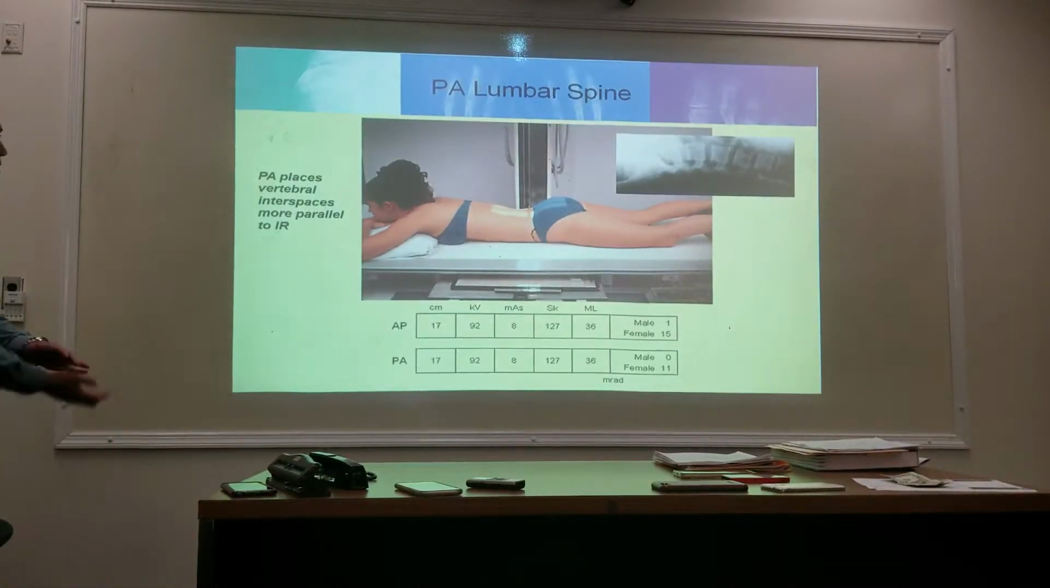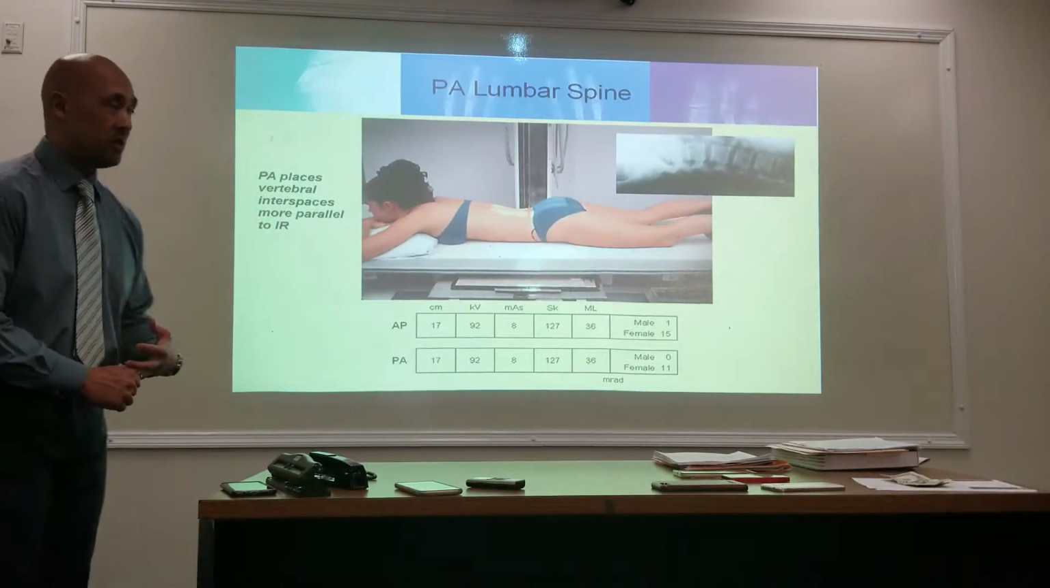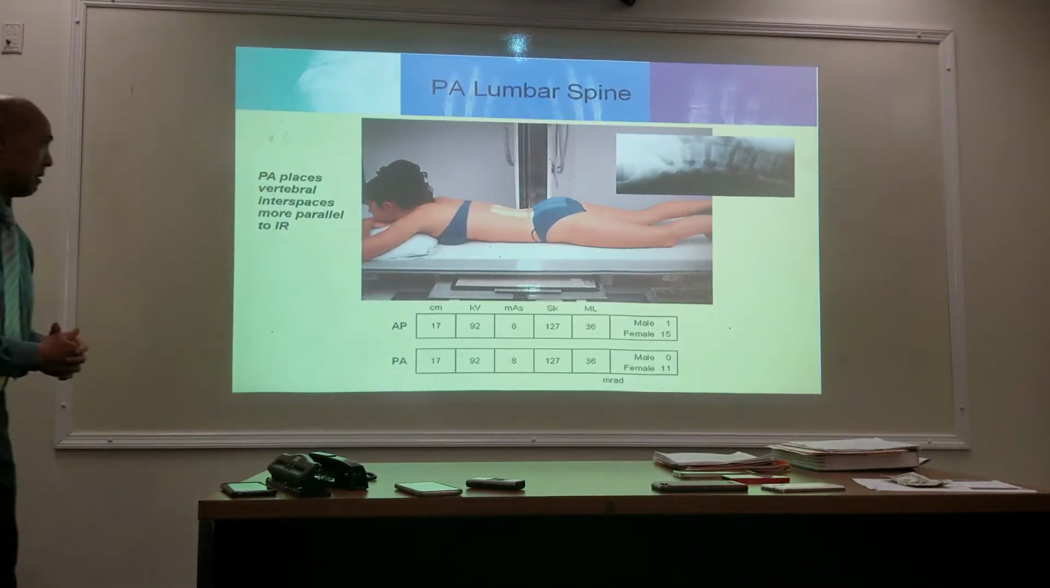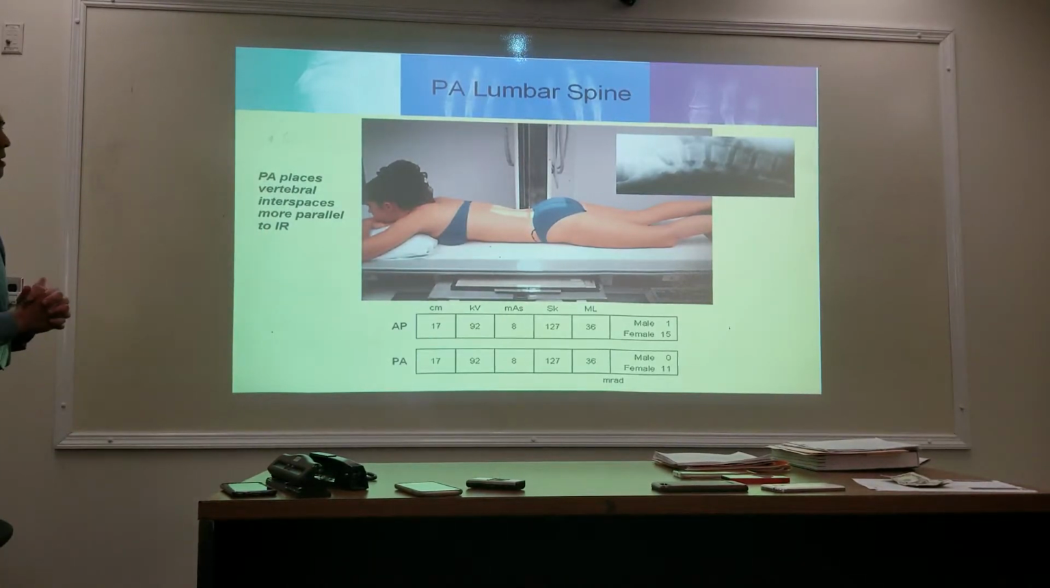PA, if you do a PA, again, it is better for the ovaries. So there is less exposure to the ovaries, and it also helps straighten out the curvature of the back. Okay. It helps out.